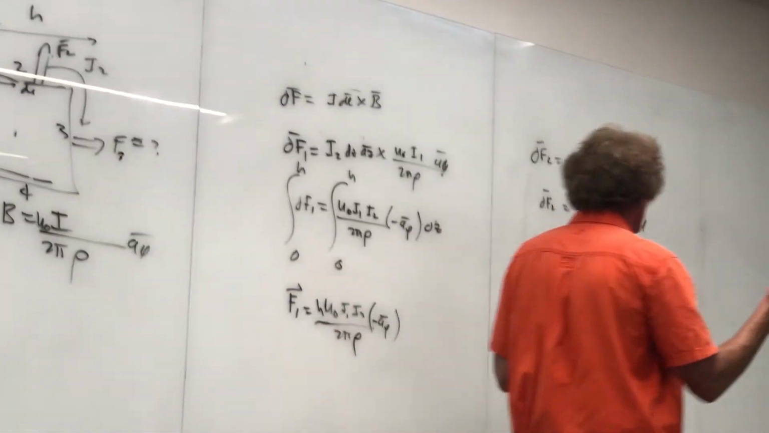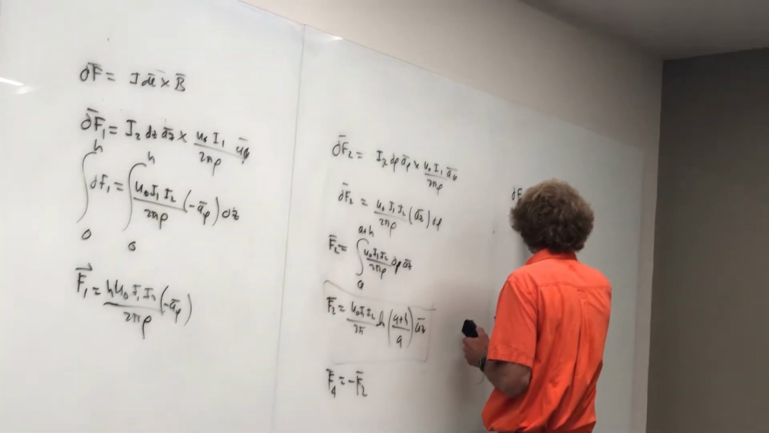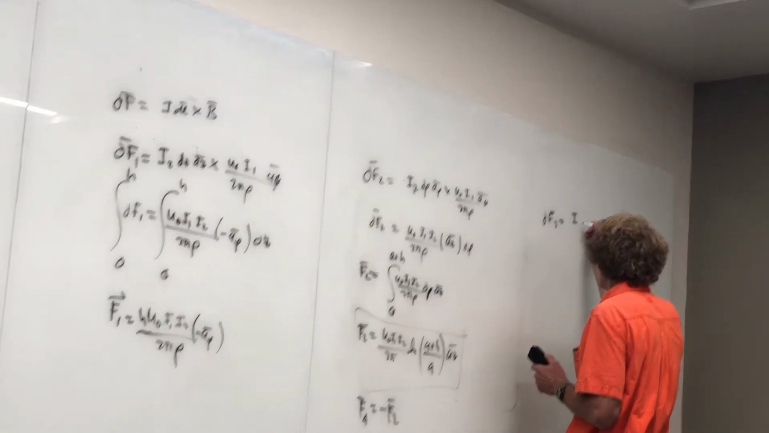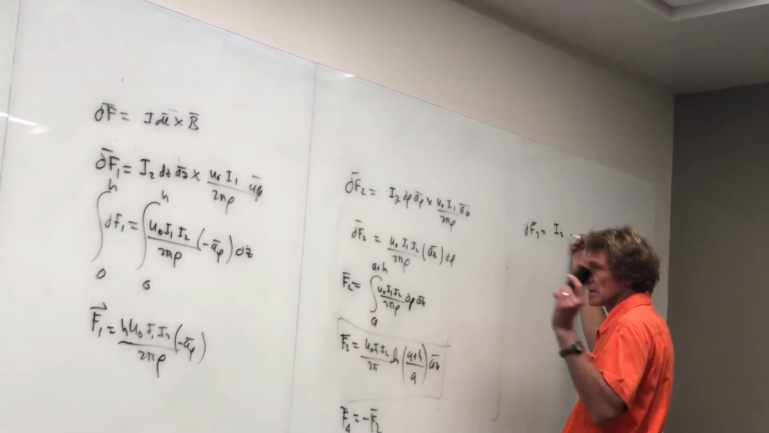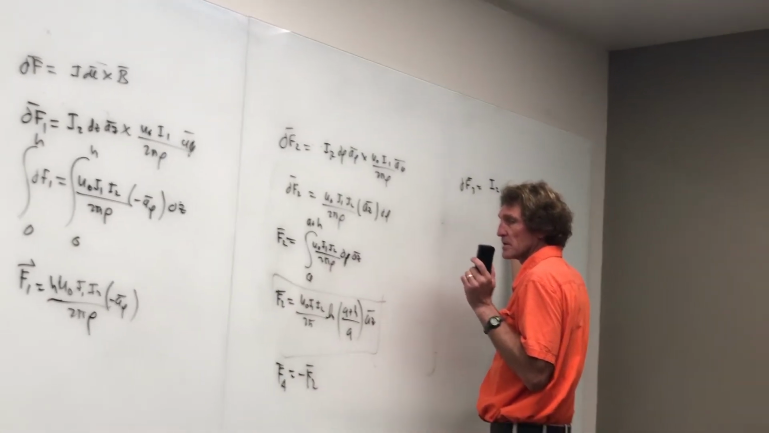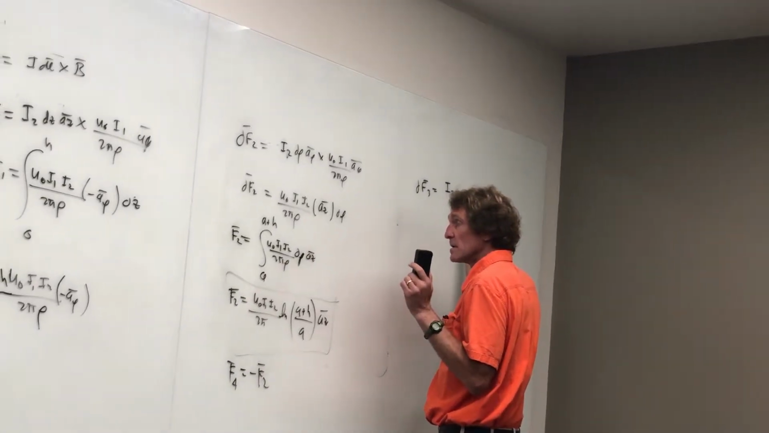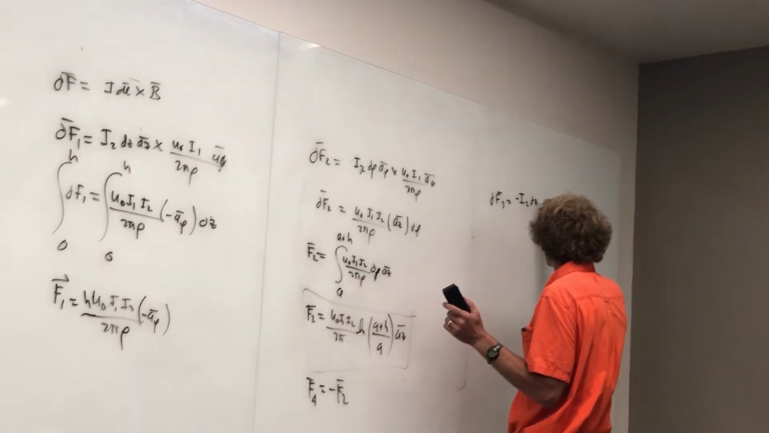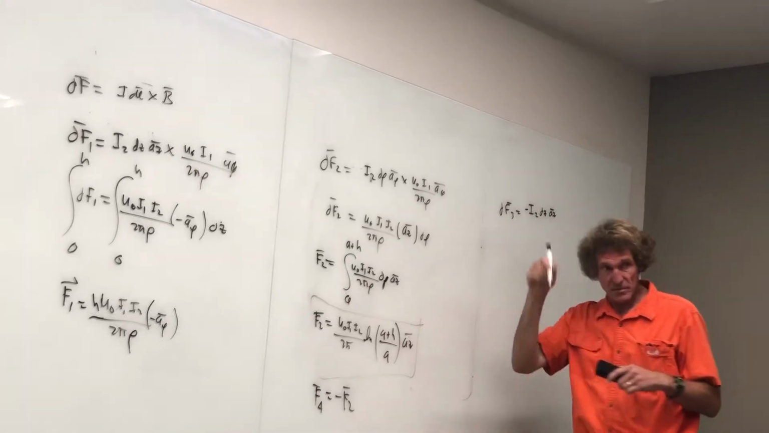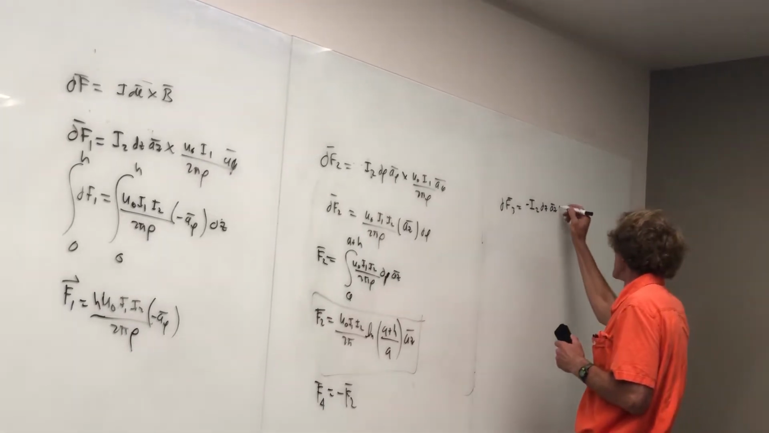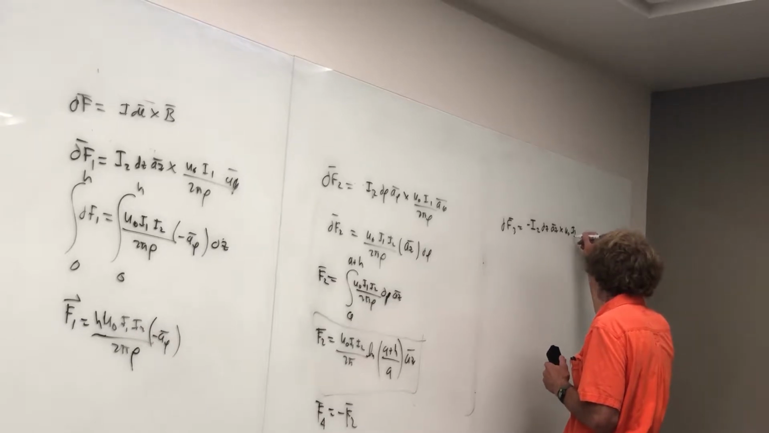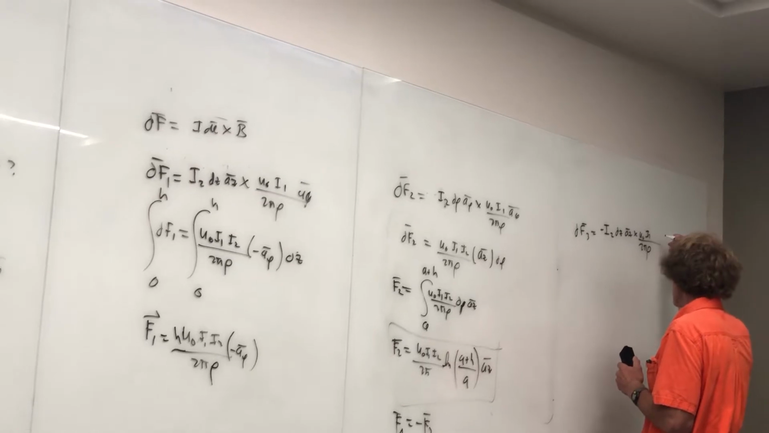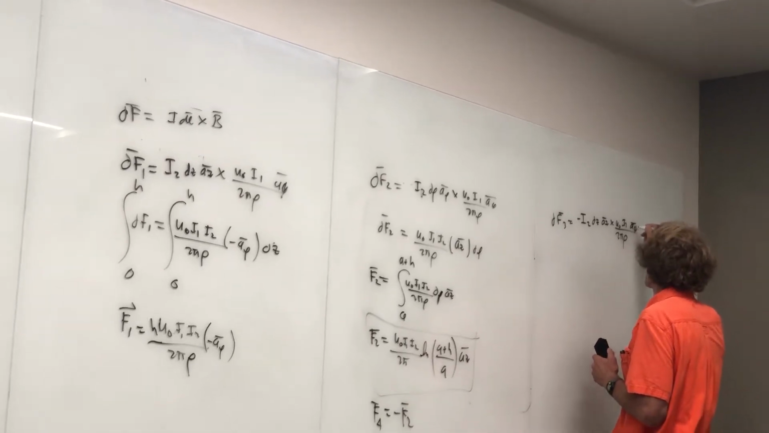Now the third one here, this would be F3. What's the differential force on F3? It would be what? I2, help me out here with the differential length times current, I dL, what is it? I2 dz, minus dz a_z, right? Minus dz, it's going down, right? That's crossed into mu 0 I1 over 2 pi rho, and this is in the a_phi direction.